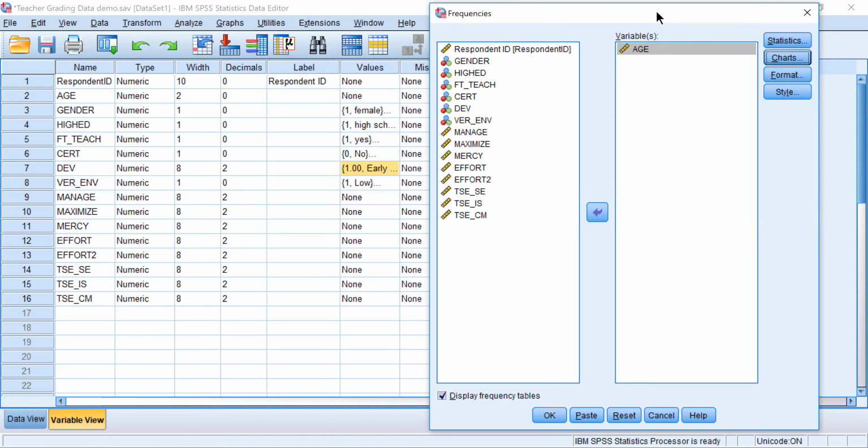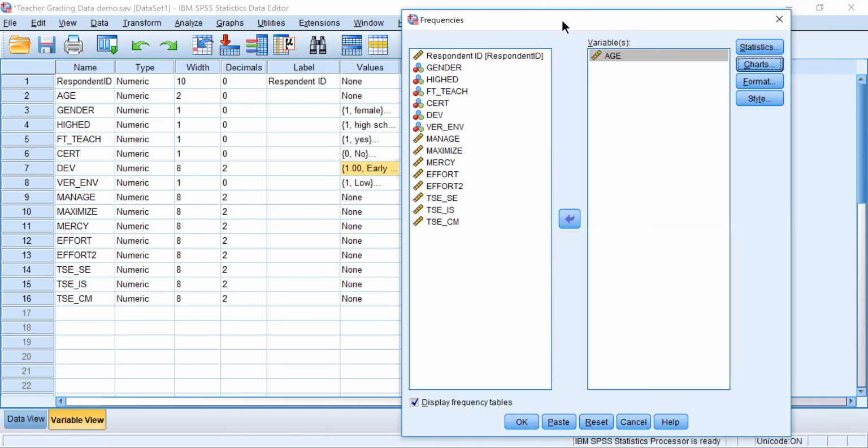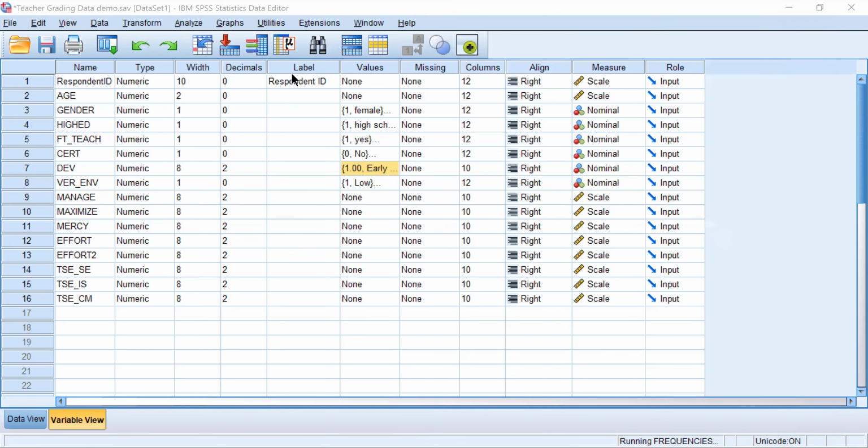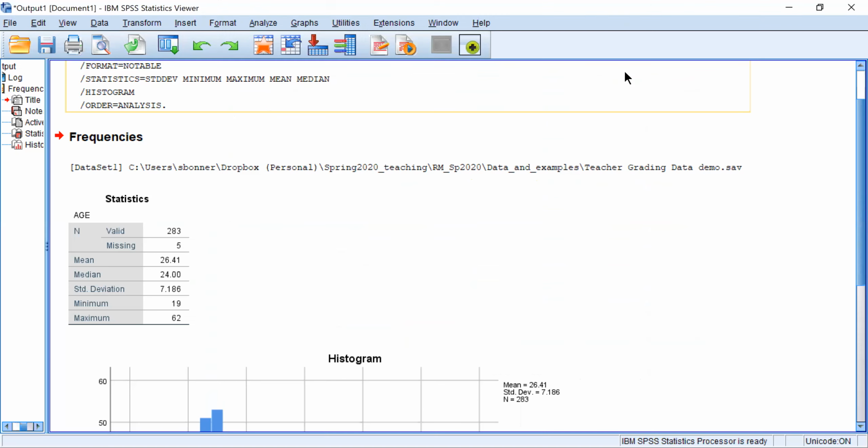Before you run frequencies, if you're running frequencies for the descriptive statistics, make sure display frequency tables is unchecked, or you get a lot of information that isn't very interesting, like the age 23 occurs with an incidence of 4. So we're going to hit okay. And then I have to go and share my output screen with you. There it is. So now you can see my output screen.